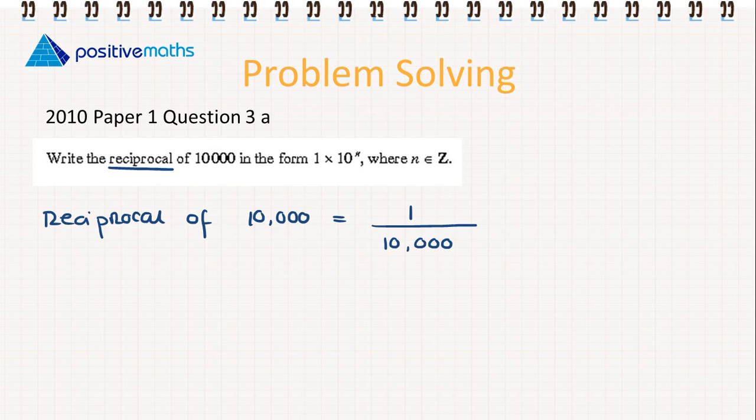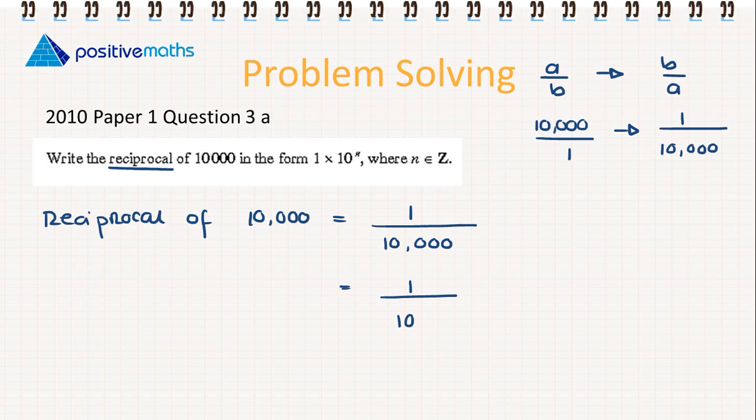So, just as a side note, if we have a fraction a over b, the reciprocal is b over a. So here we have the number 10,000, and that's really over 1. So the reciprocal is 1 over 10,000. So the way that we can rewrite this is 1 over 10 to the power of 4. So to rewrite it in the form that they want us, this is going to be 1 multiplied by 10 to the power of minus 4.